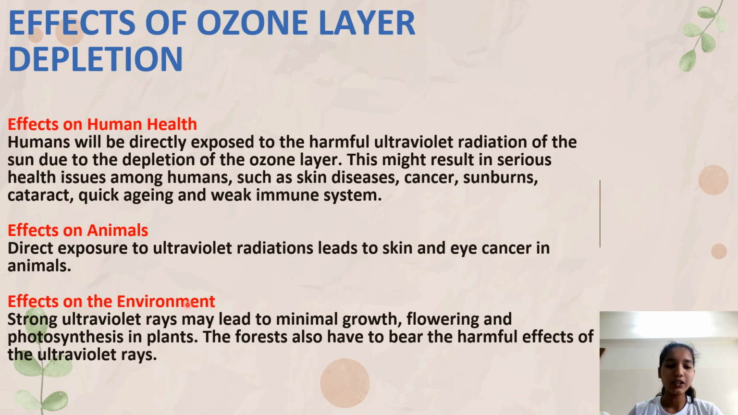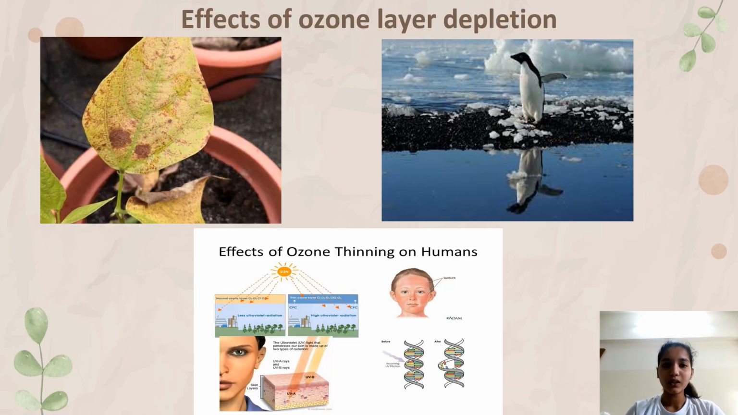Effects on environment. Strong ultraviolet rays may lead to minimal growth, flowering, and photosynthesis in plants. The forest also has to bear the harmful effects of the ultraviolet rays. Especially in plants, it changes the color of plants from green to yellow, which decreases the photosynthesis process. It affects animals and causes skin cancer, and it affects humans by causing sunburn.